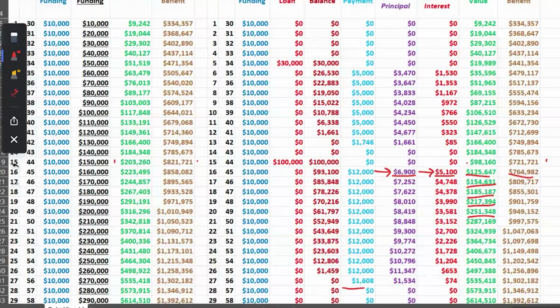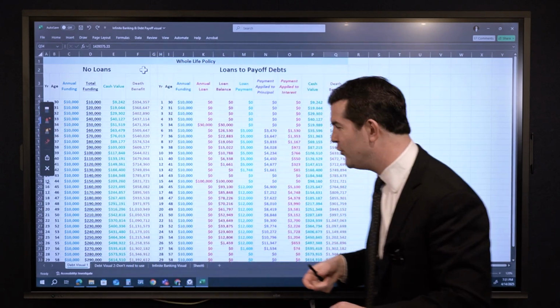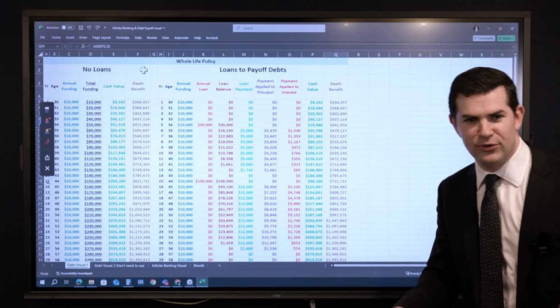And once it's paid in full, check this out at the bottom, cash value and death benefit 100% restored to exactly what it would have been as if I never touched it in the first place. The money keeps on moving. All right, ready for example number 2?